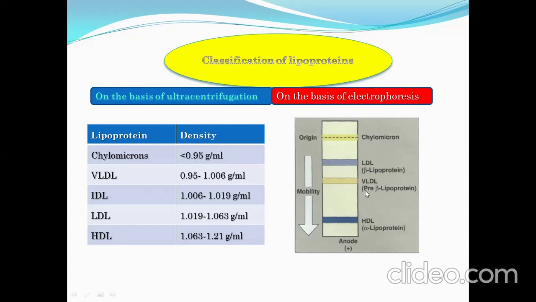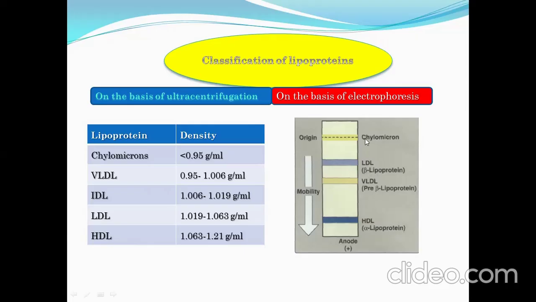Sometimes you'll get pre-beta lipoprotein. That means VLDL, very low density lipoprotein. That is nothing but the pre-beta lipoprotein. Whereas HDL you can call alpha lipoprotein. So just remember: HDL alpha lipoprotein, VLDL pre-beta lipoprotein, LDL beta lipoprotein. Then there is no confusion.